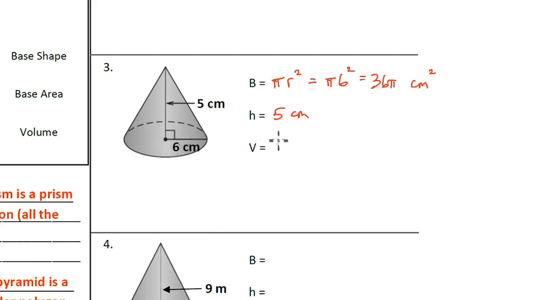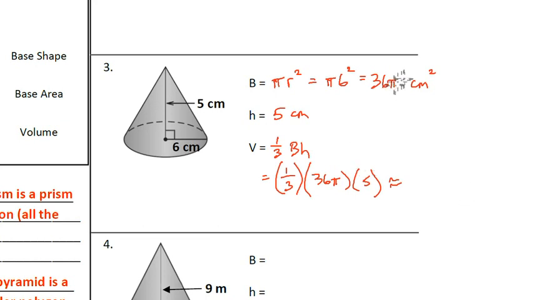Now your volume is going to be 1/3 of base area times height. And that means we're going to put it in our calculator like this. 1/3. My base area is 36 pi. And that doesn't look very clear. Let me fix that. 36 pi. And my height is 5. Now you can round your answer to 1 decimal place. And again, don't forget centimeters cubed here.